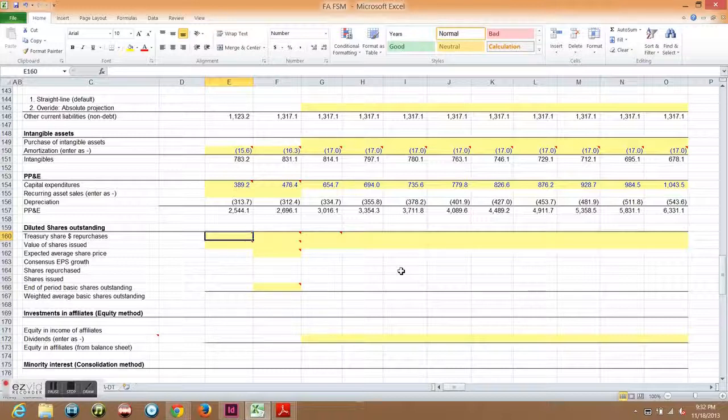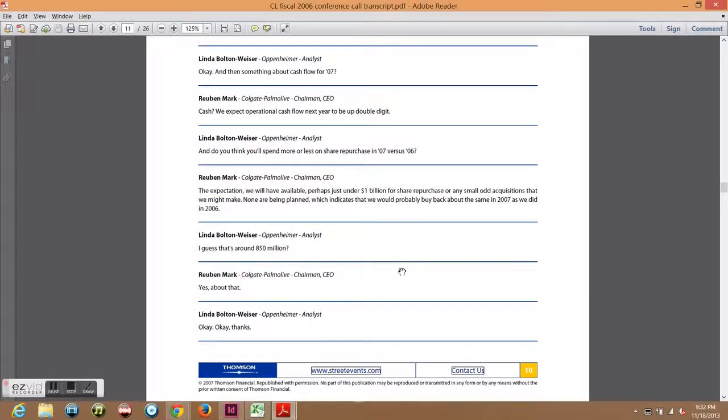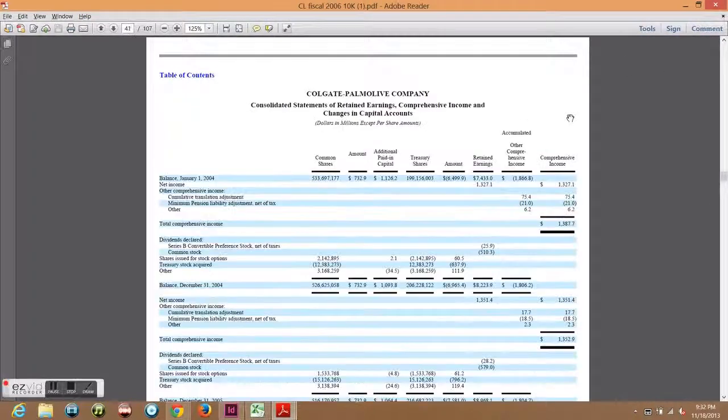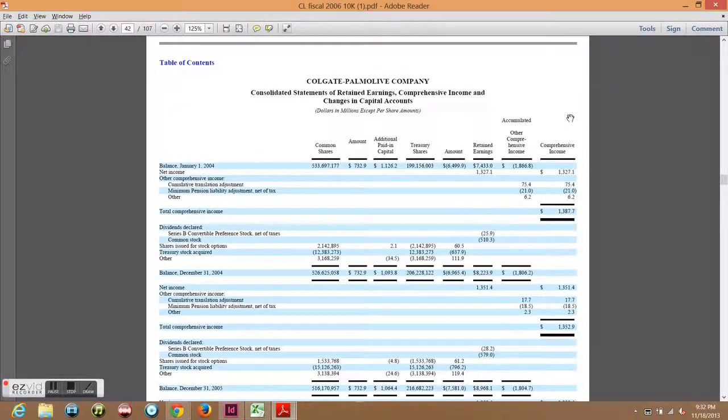So first we're going to find our treasury repurchases, share repurchases, and we're going to find this on our 10K, and typically it is going to be on the equity statement, which is over here. The statement of equity or retained earnings is very comprehensive, as you can see. Now, we're only dealing with 05 and 06.